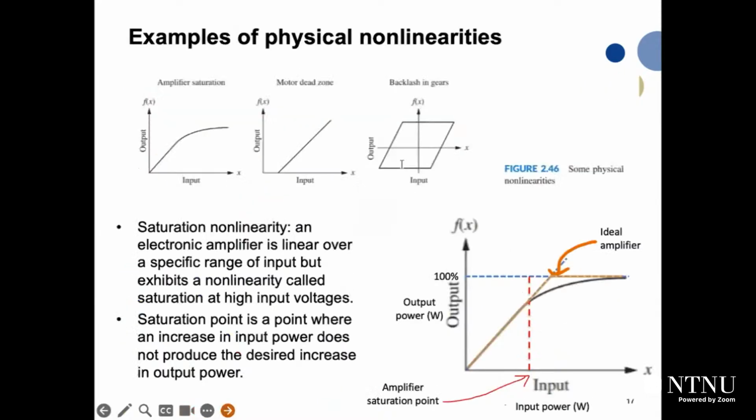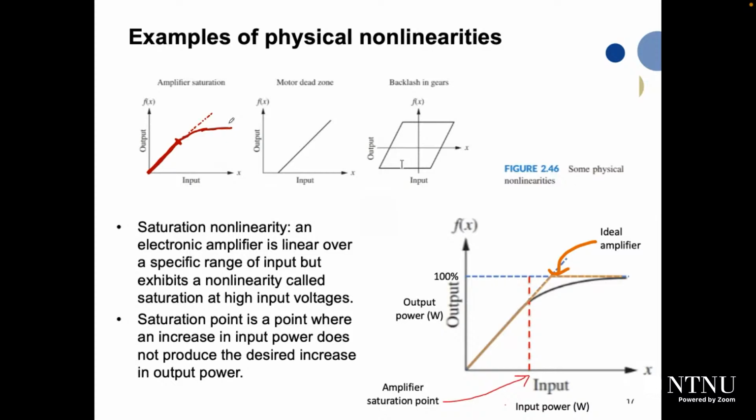Examples of physical non-linearities: we have some amplifier saturation. If you have an amplifier and you try to use a knob to increase the output power, you will be able to increase it in a linear way for a period of time. After that, it will be non-linear, correct? When you push the knob more, you will not get the power you are expecting, and at some point it will be saturated. You see this one? This is a kind of non-linearity. We call it amplifier saturation.